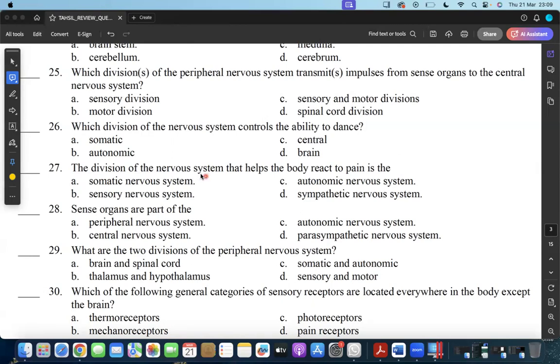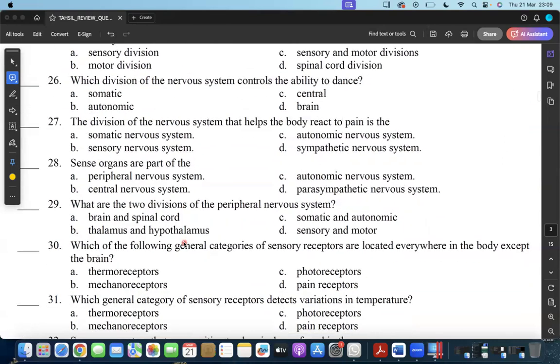Now question number 27 says, the division of the nervous system that helps the body react to pain when you get pinched, when you get injected into the body, or you feel pain. Which part of the nervous system does this? It is the somatic nervous system too. It helps you to feel pain, and it helps you to remember that something touches you, which you can actually feel as pain in your body.